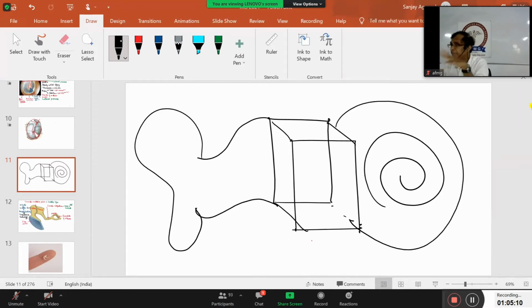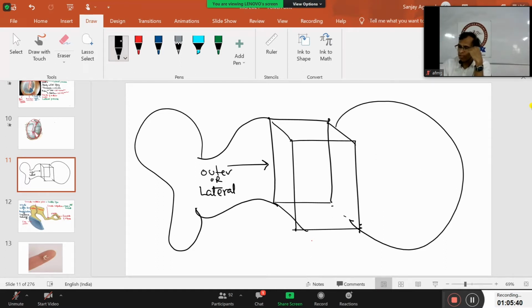Now, why did I draw the external, middle and inner ear together? So you can name the boundaries. If I ask you what boundary is this, what do you say? It is the outer boundary. It is facing outwards. This is the outer boundary, also called the lateral boundary. And let me remove this cochlea. So tell me, what is this boundary? This is the inner boundary. It is towards the inner ear, also called the medial boundary.